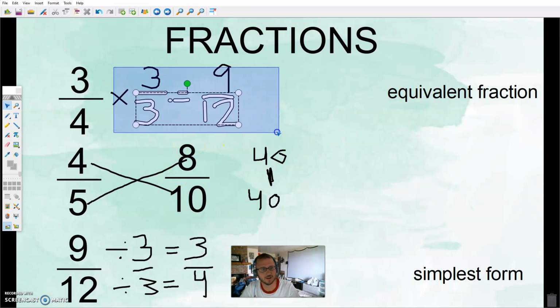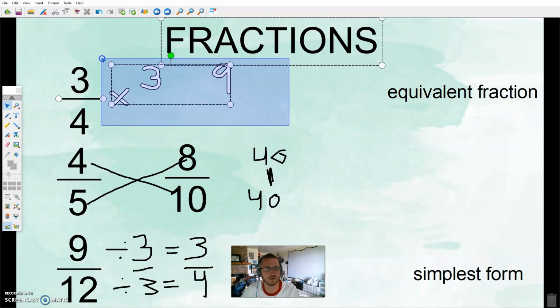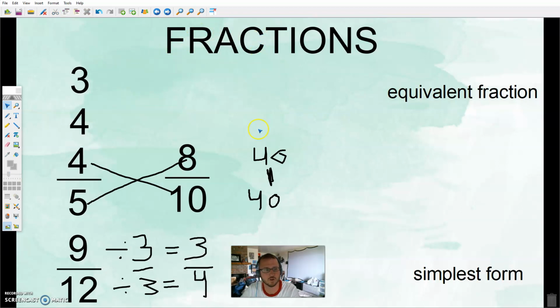Let's see. We can clear off my screen here just a little bit. Yeah, whatever. So let's say I have 16/20. Okay, so it's a little bit larger.